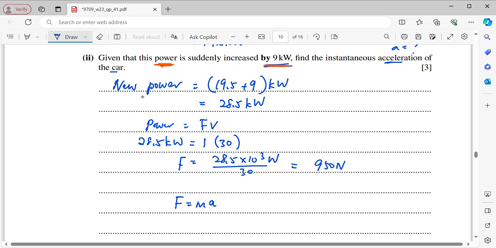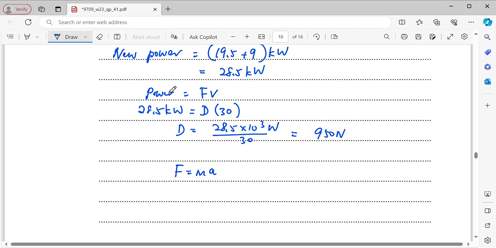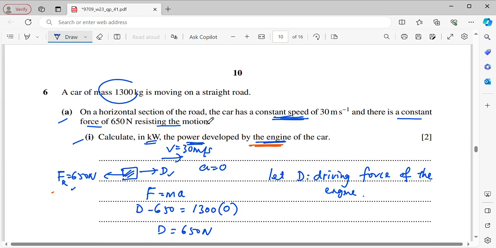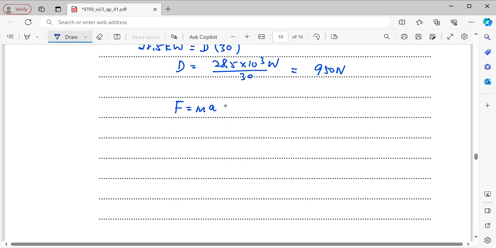So here supposed to be D. Okay, so this is the D. So now the driving force of the engine is 950. And again, there is a frictional force here, right? The resisting force. So that means I will write 950 minus 650 equals to the M.